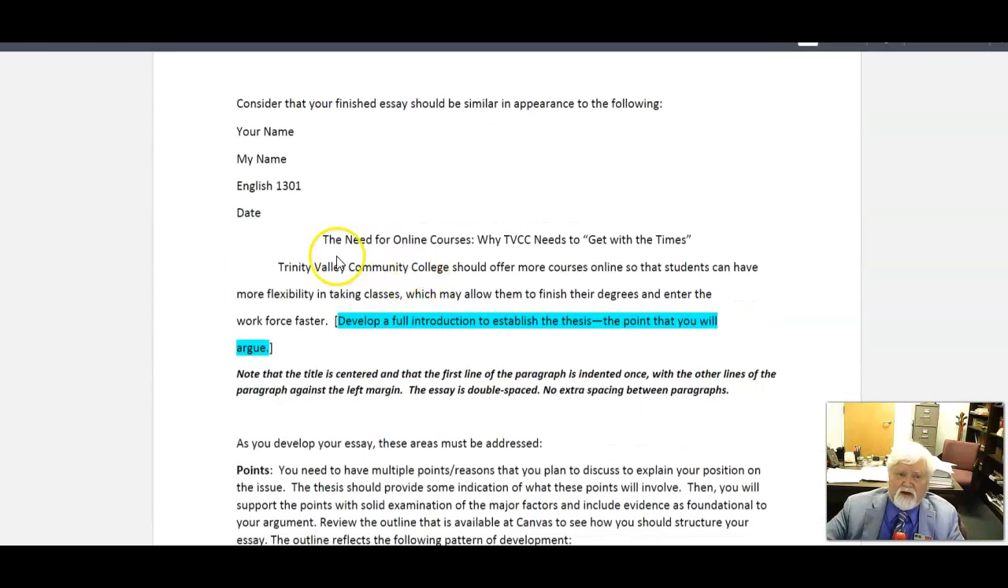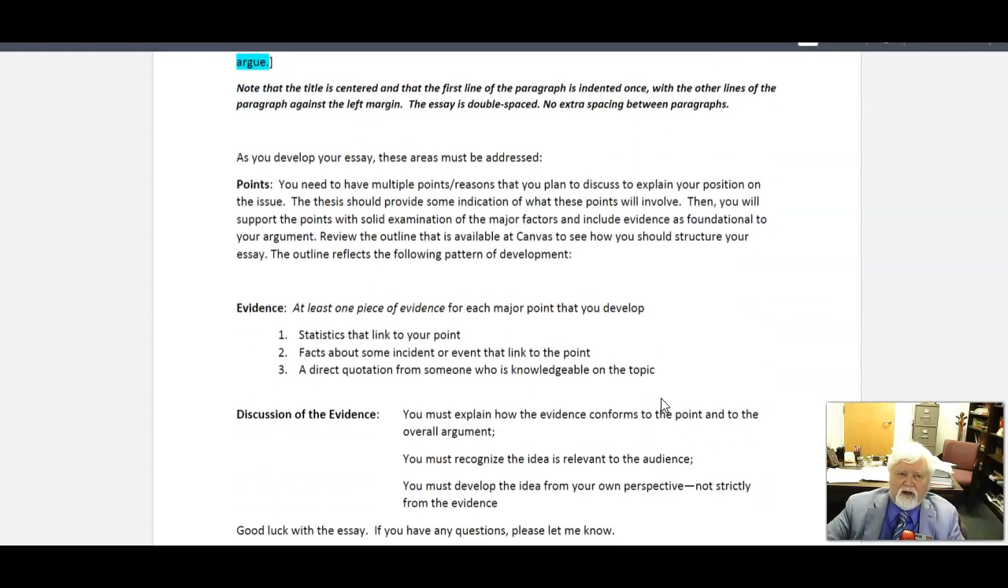So a couple of points you want to look at, and again, I'll give you an idea of how it should look, just as we were just showing you. Note that the title is centered, that the first line of the paragraph is indented once. Notice it's tabbed over. Other lines go against the left margin. The essay is double-spaced, and no extra space in between paragraphs. Folks, when you do that, you're not following proper format, and as a result, your format scoring on the rubric, and I'll show you the rubric again in a moment, will be low. So again, as you develop your essay, you want to keep these points in mind.